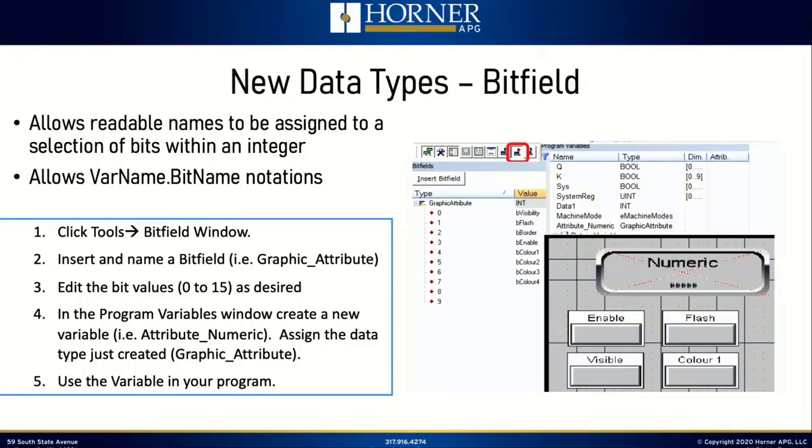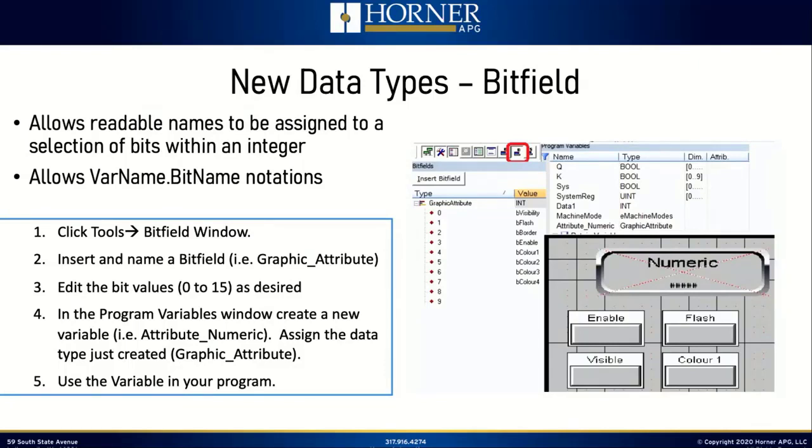Okay, so this is a new data type. When we say data type, we're talking about things like integers, double integers, Boolean, that sort of thing. So we have a new data type called a bit field. So what is a bit field? Effectively, a bit field allows readable names to be assigned to a selection of bits within an integer.